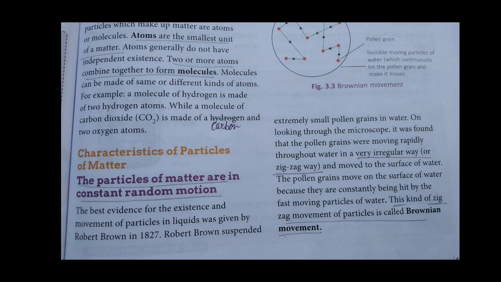So the characteristic of particles of matter is that it is always in motion. They are always in motion, right? This is the characteristic of particles. The motion can be straight or zigzag, regular or irregular, whatever, but there is a constant motion. Most of the time it is zigzag, it is random motion.